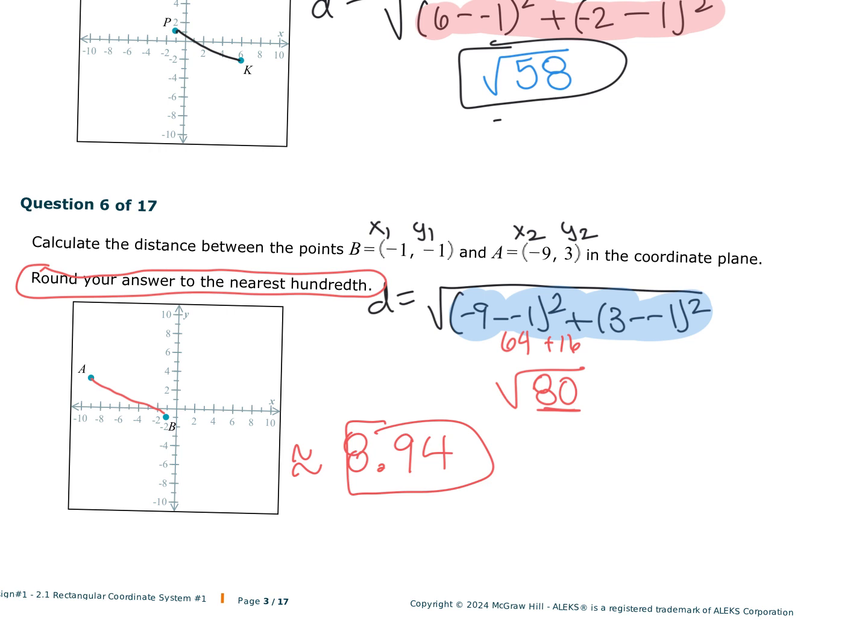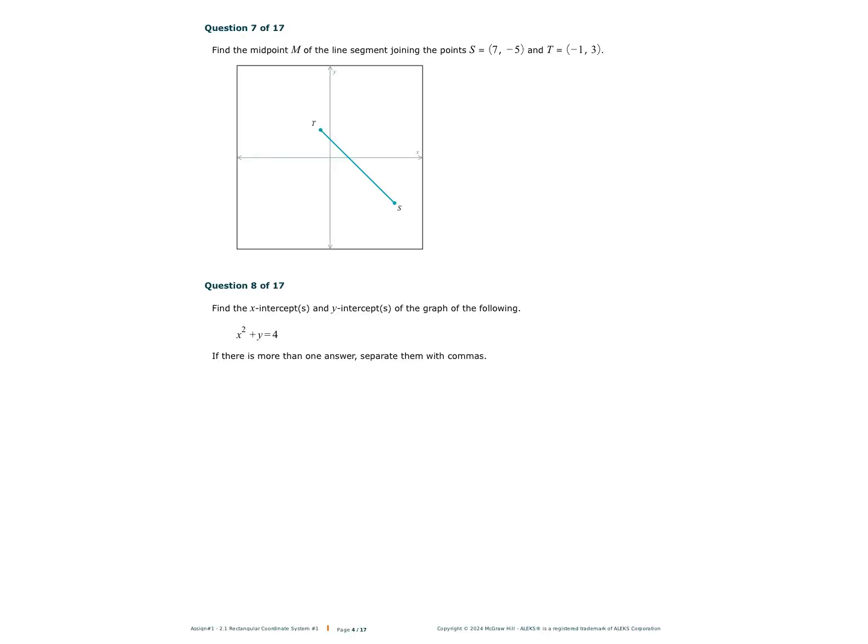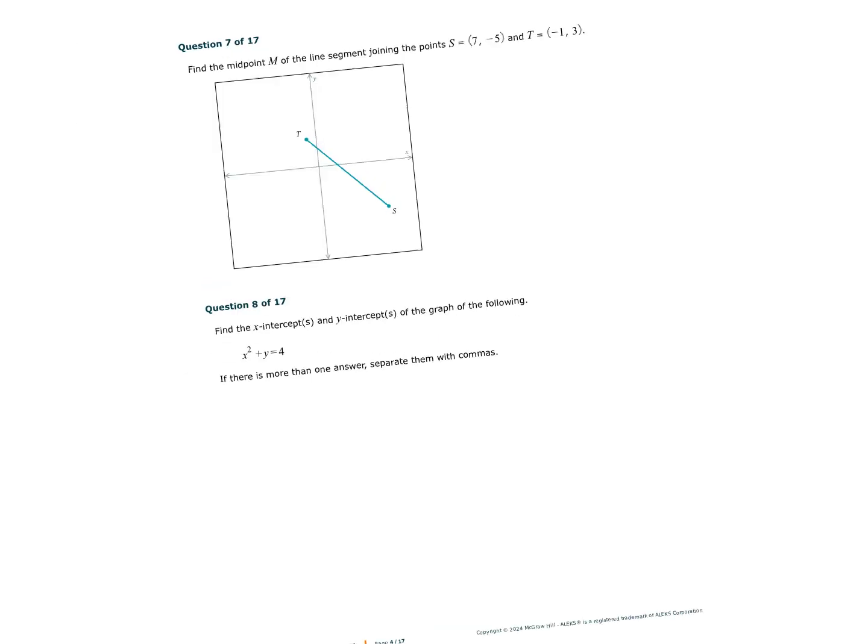All right, so let's do one. We'll do one midpoint, and then we're going to talk a little bit about the x and y intercepts algebraically, and then you're going to have some time to actually work on that first homework assignment. All right, so let's try the midpoint formula here.